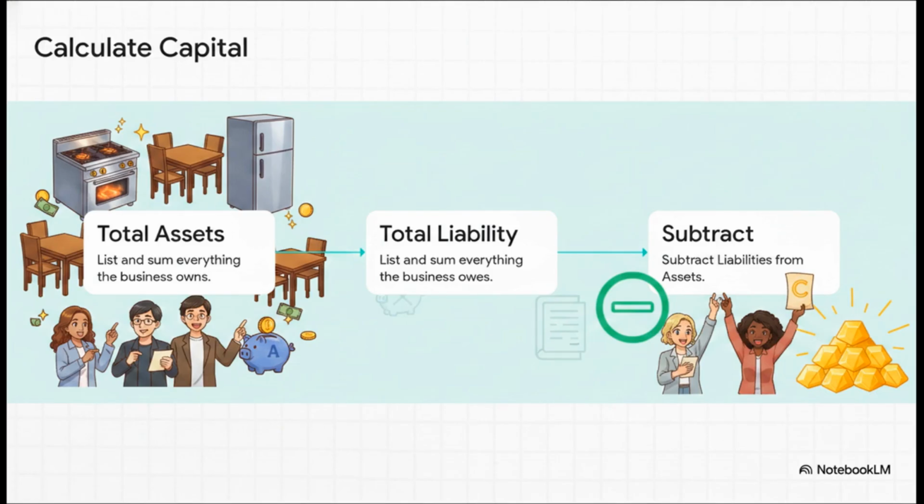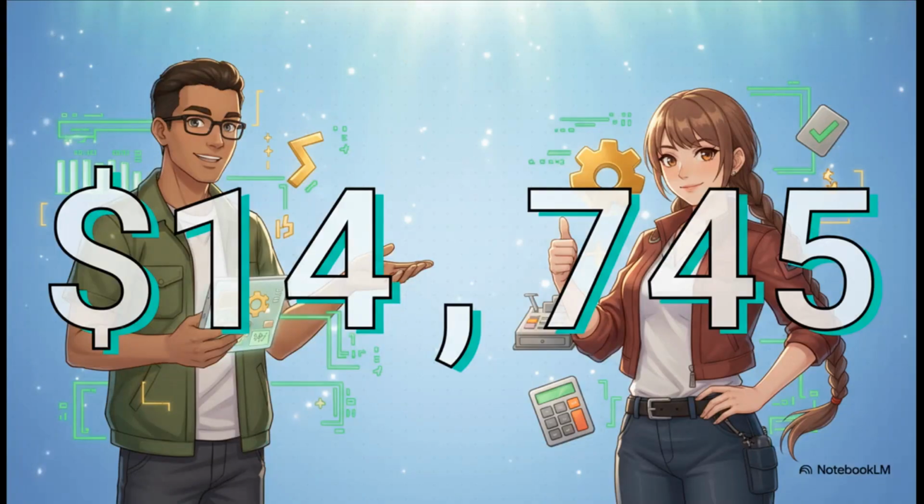Step 2, we total his liabilities. Interestingly, in Thomas's case, he has 0 liabilities. He doesn't owe outsiders a dime. Step 3, we just subtract those liabilities from his total assets. And boom, the mystery is solved. Thomas Timberland's missing capital is exactly $14,745.